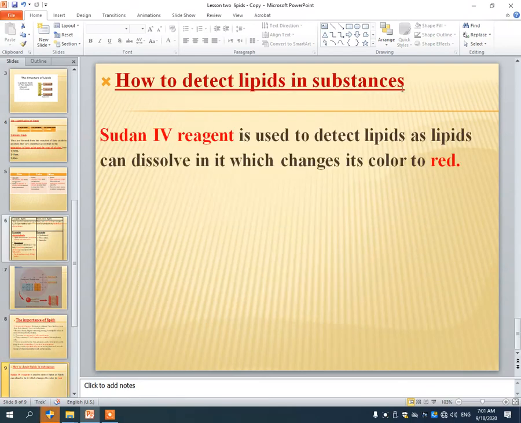How to detect lipids? How to know if there is a lipid in a sample or in food or not? By using a reagent called Sudan IV. If we add Sudan IV to the food or any sample, the color of Sudan IV will change into red. If the color changes into red, then we have lipids. If it didn't change into red, then there are no lipids.